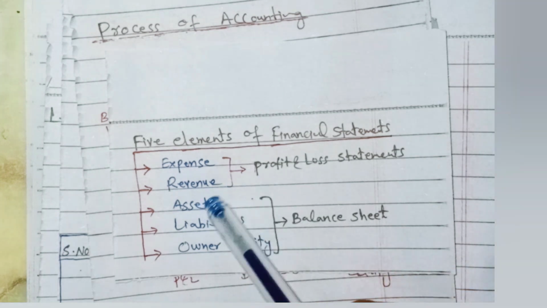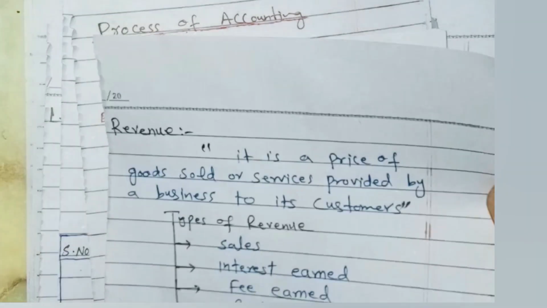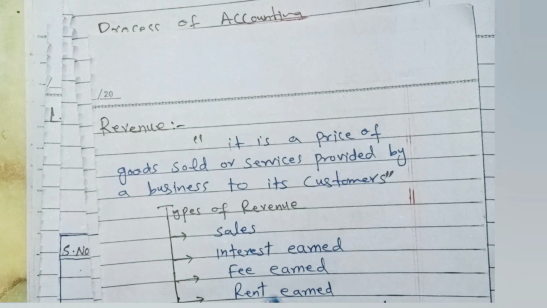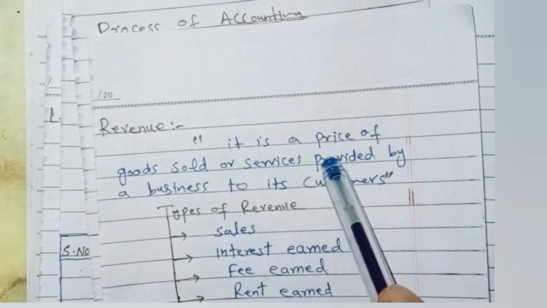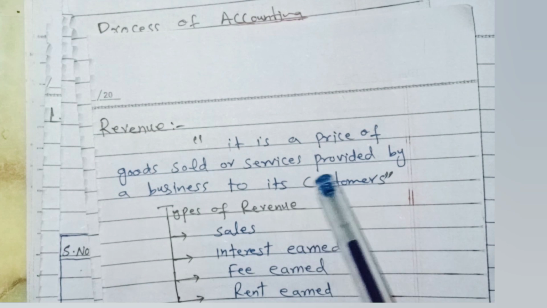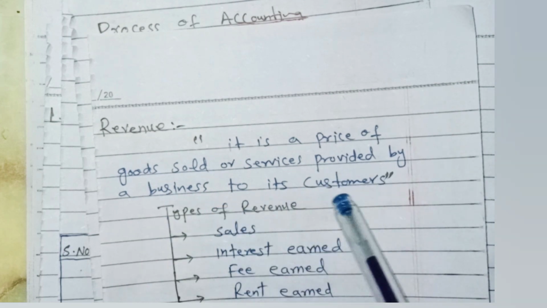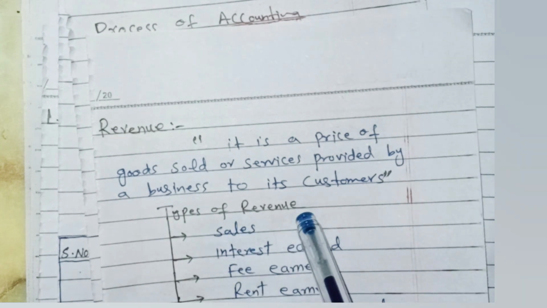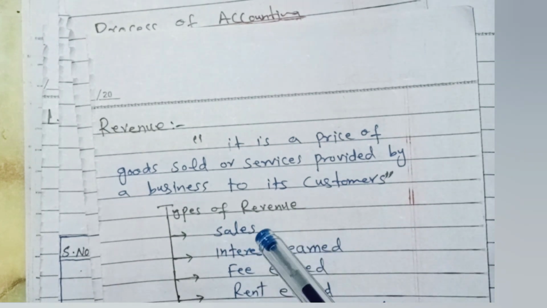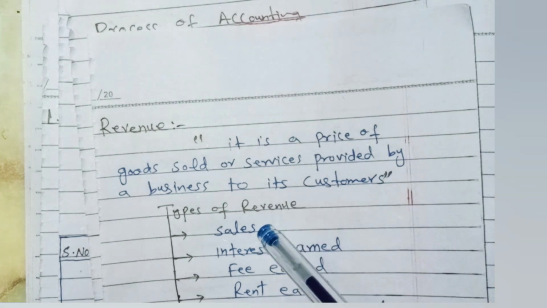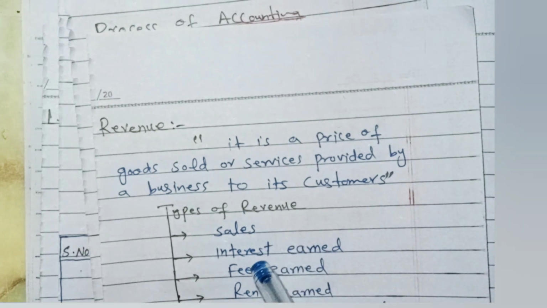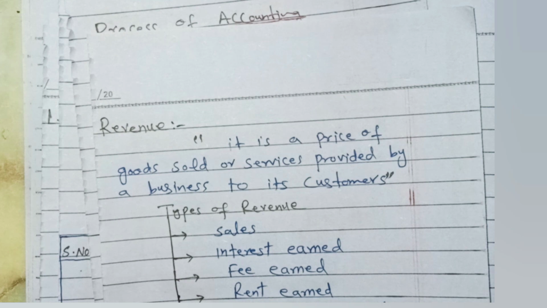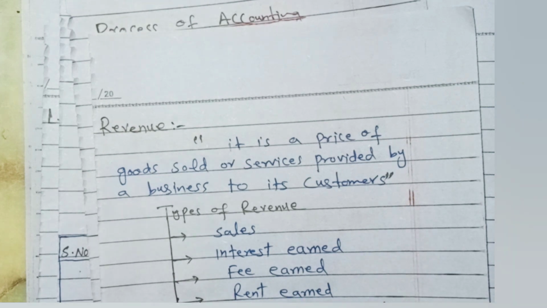Next, what is the revenue? Okay, look at the definition of revenue. It is the price of goods sold or services provided by a business to its customer. Types of revenue. What are the types of revenue? You may get the revenue from sale. You may get the revenue from interest earned, fee earned, rent earned, commission earned. You understand the definition of revenue?